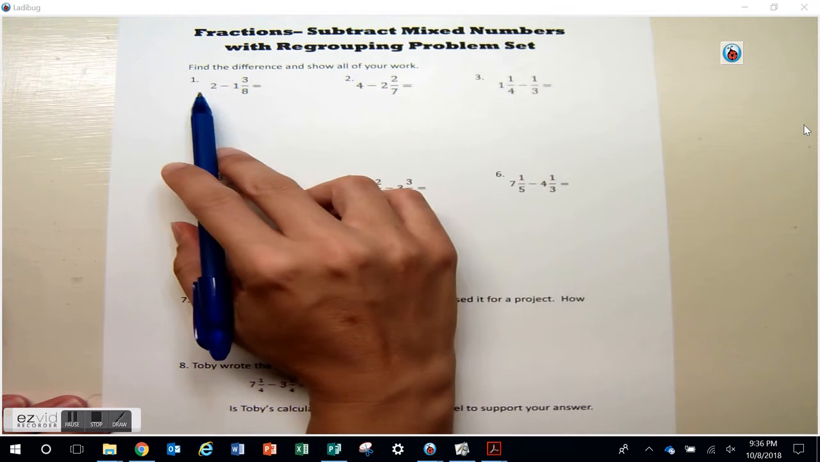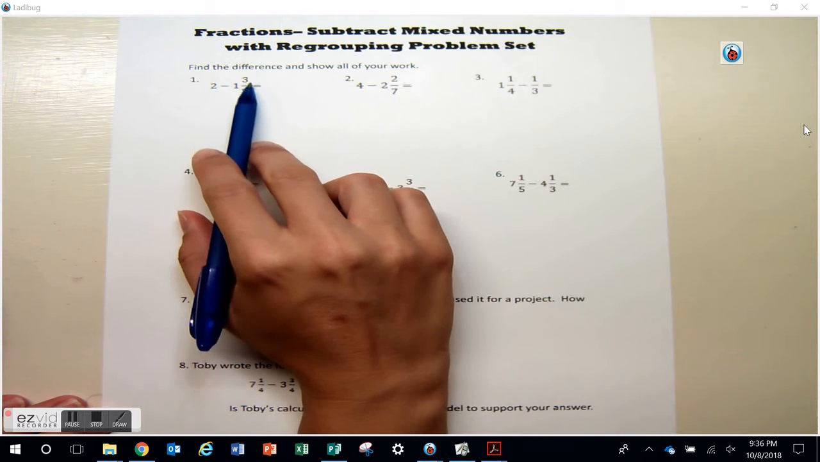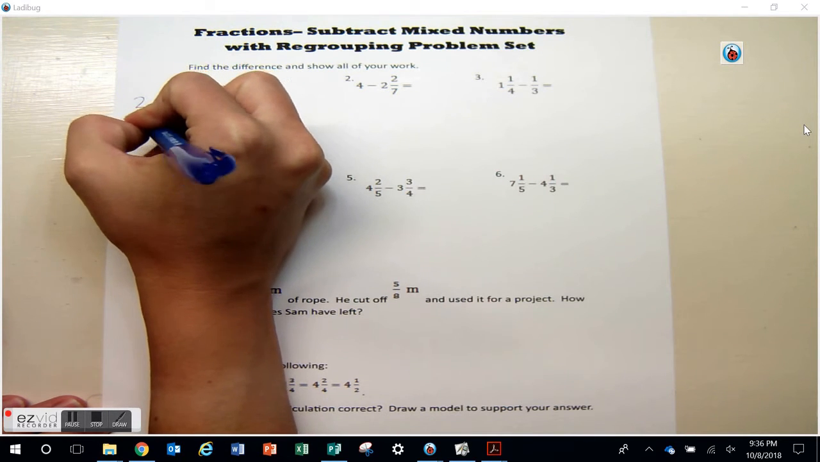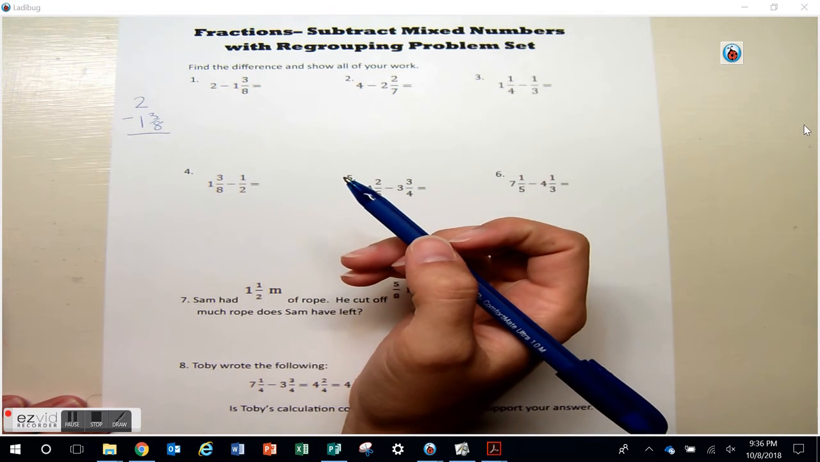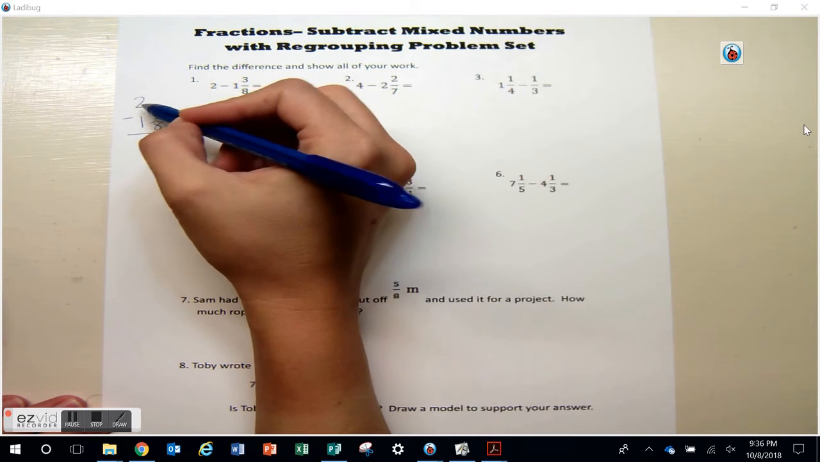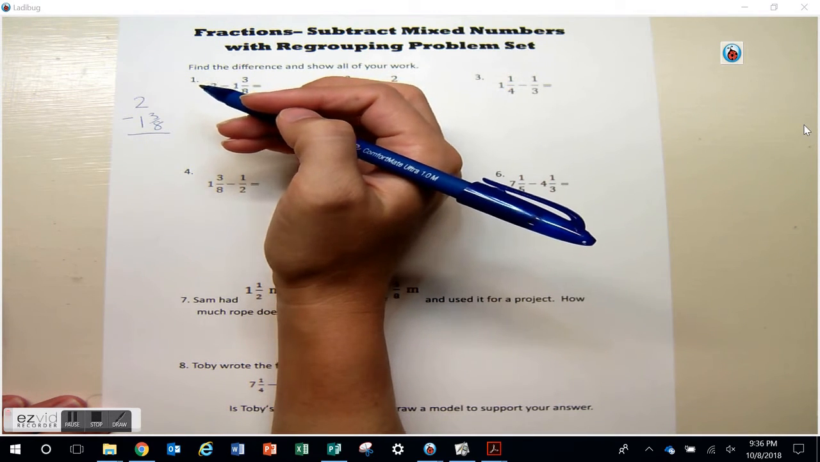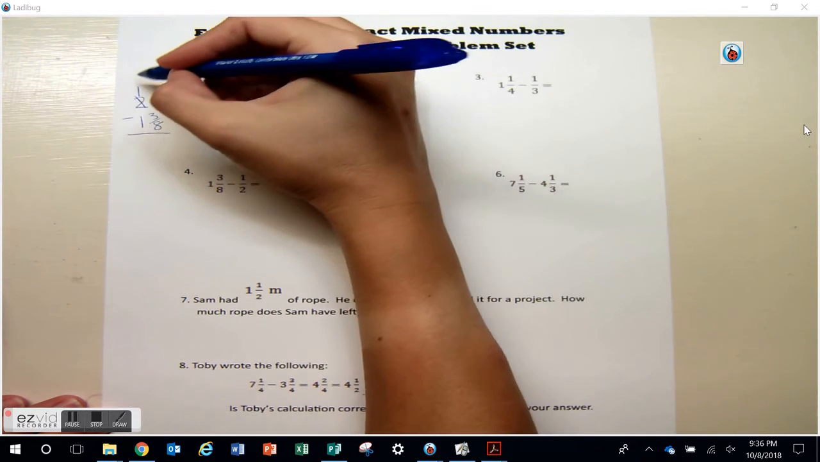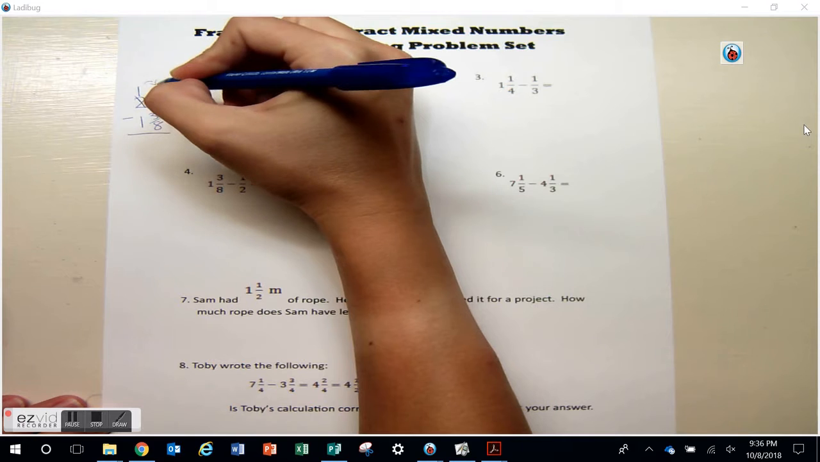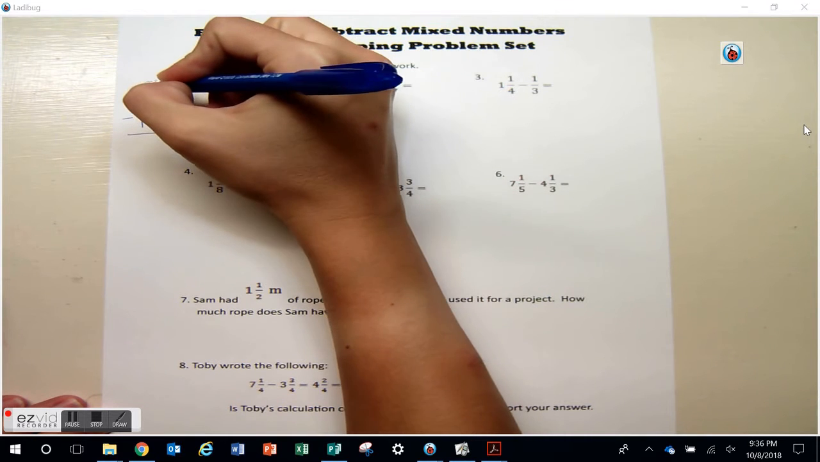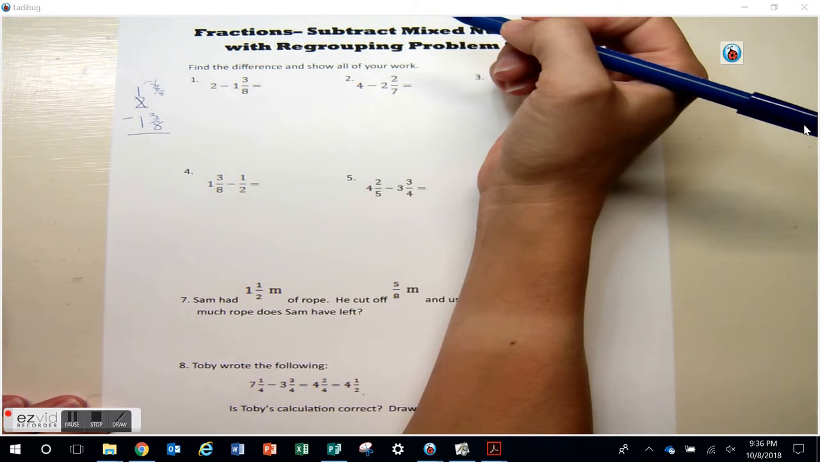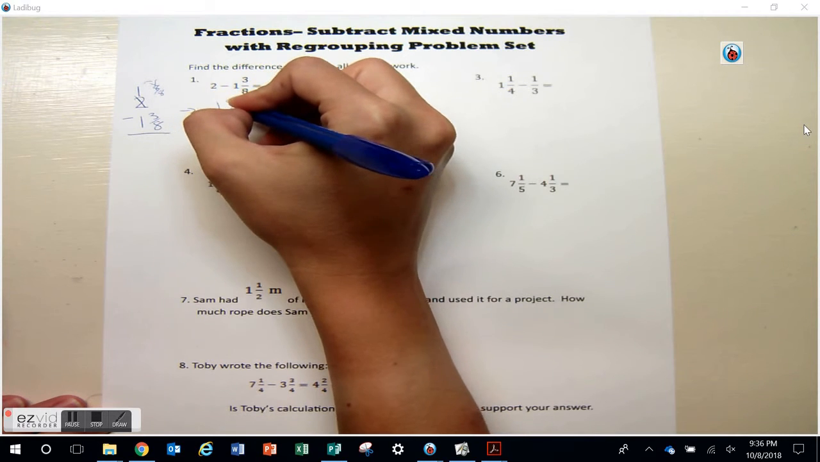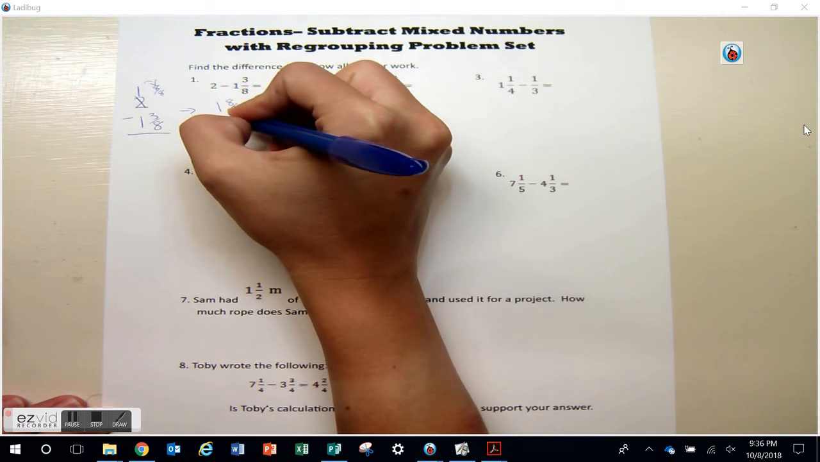So here I have 2 minus 1 and 3/8. Let's rewrite that vertically just so we get in the habit of it. I'm going to borrow from the 2. So if I borrow from the 2, that 2 then becomes a 1. And we're going to regroup. Let's keep the same denominator, 8/8. So now my problem becomes 1 and 8/8 minus 1 and 3/8.